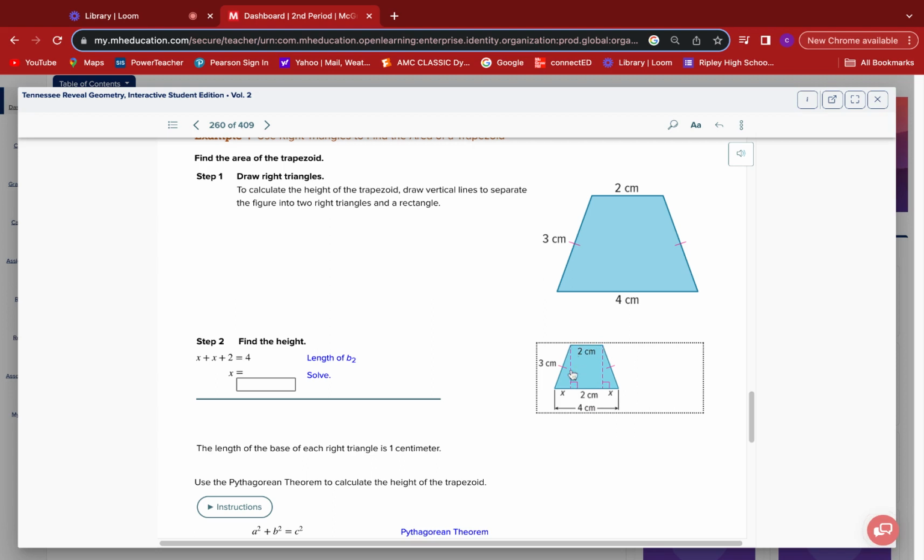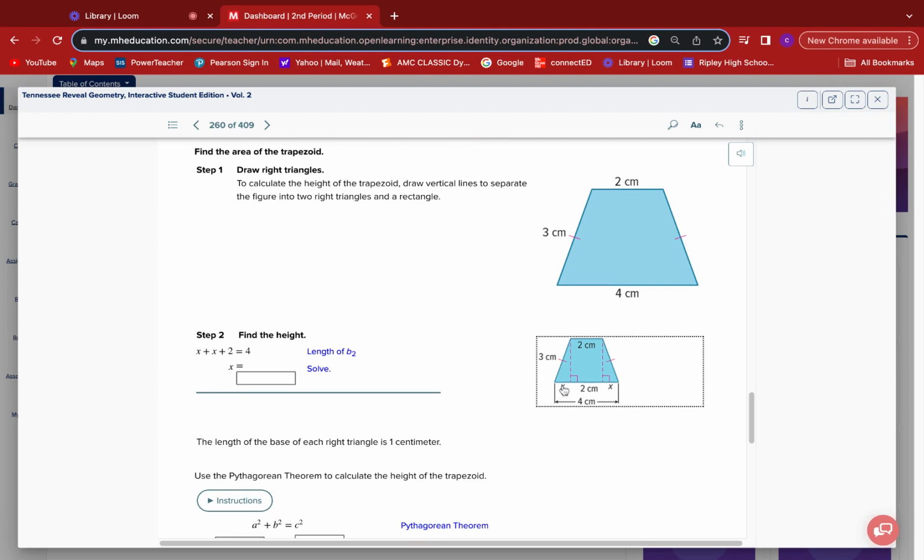This right here is what I'm talking about, which means I have a 2 and a 2. They are making this x and x, and I know it's the total of 4. Okay, so let's see where they're going with this. They're going to say x plus 2 plus the other x is 4, and this is going to get me the distance for x. Okay, I'm with them.